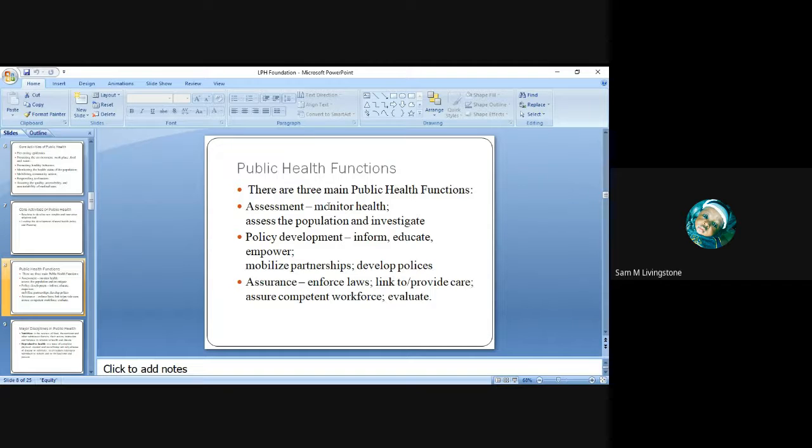There are three main public health functions. One, assessment. Monitor the health status of the people and investigate if there is an outbreak. In outbreak investigation, make sure you have the needed resources. What do I need in this assessment to investigate?